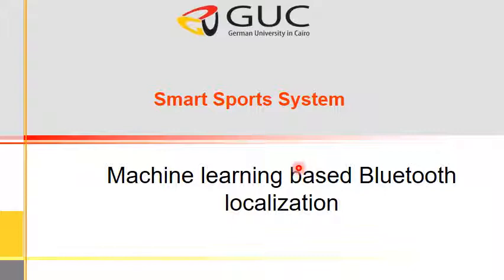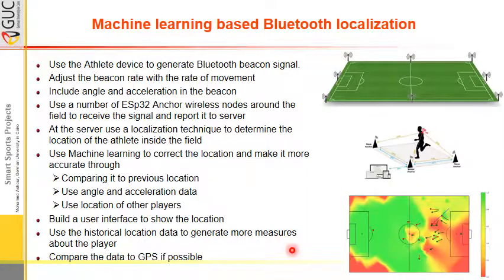Coming to the last project in this set of projects, we are going to talk in this project about machine learning based Bluetooth localization. In this project, the objective is to be able to locate the player inside a playing field. Currently, this is done through GPS, and the problem with GPS is that it consumes a lot of battery and it might not provide the most accuracy within such a small area.